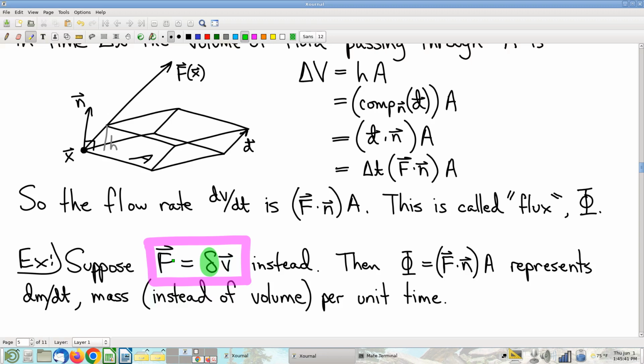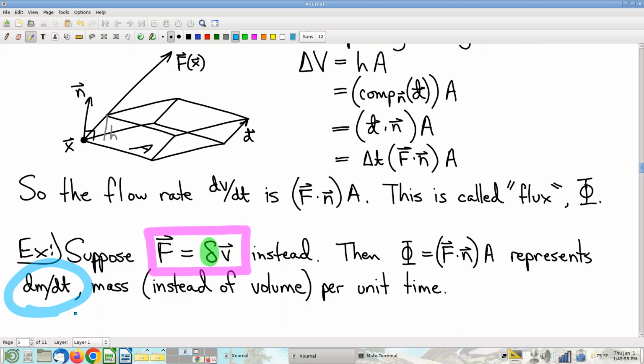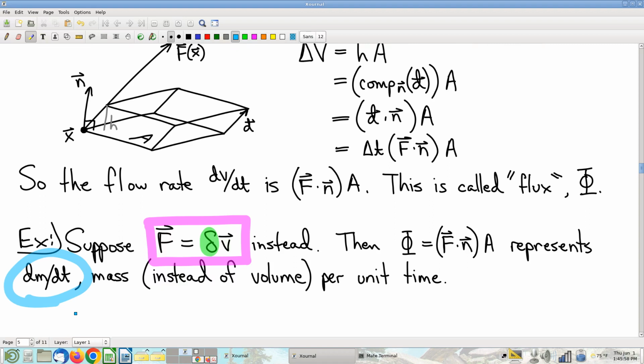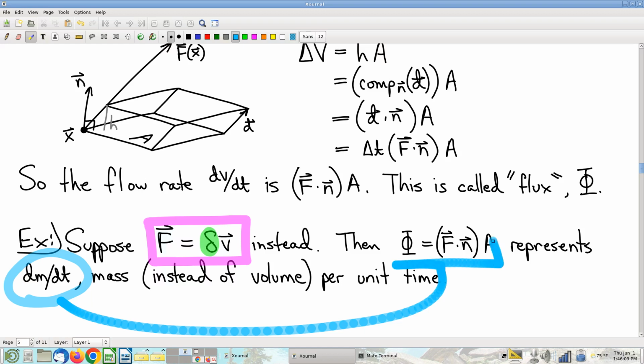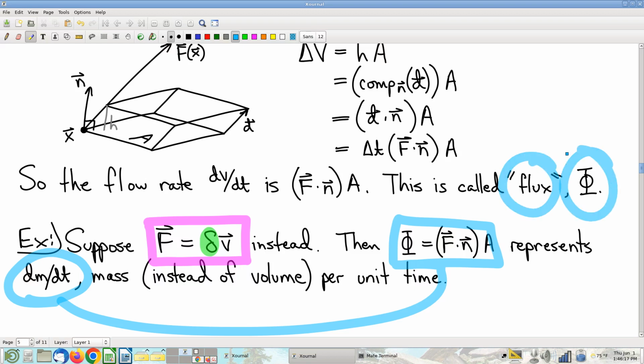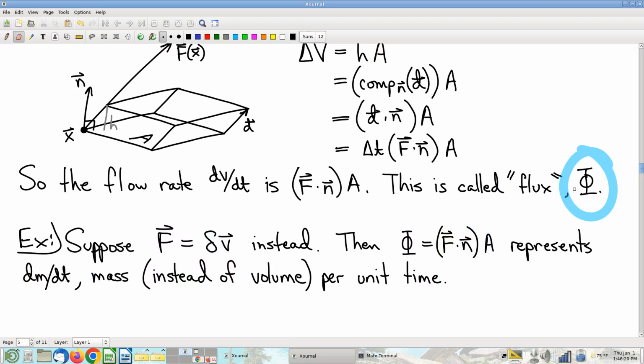And so the calculation I want you all to do is, again, very, very, very similar to what we did here. Show that if you compute quantity per unit time, I'm calling it here mass, for example, not volume per unit time, then again you get F dot N times area. Namely, again, flux, same symbol. Right? So these are two different interpretations of flux.